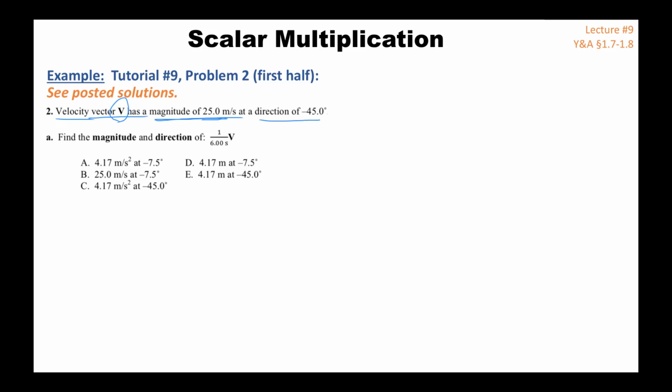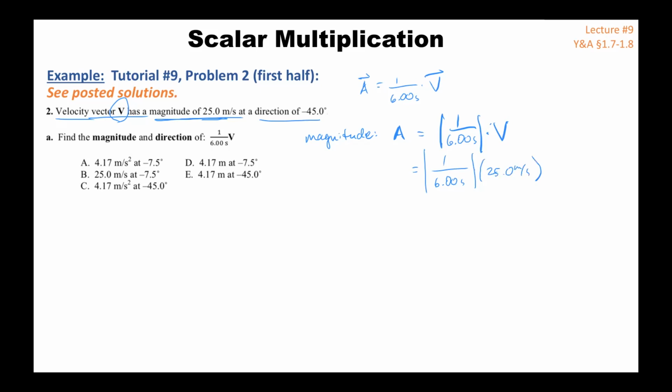Let's call the result A. So suppose that vector A is equal to 1 over 6 seconds times vector V. So first we want to find the magnitude of A. The magnitude of A is going to be equal to the absolute value of 1 over 6 seconds times the magnitude of V. So that's 1 over 6 seconds, absolute value, times 25 meters per second. I have to carry all my units.